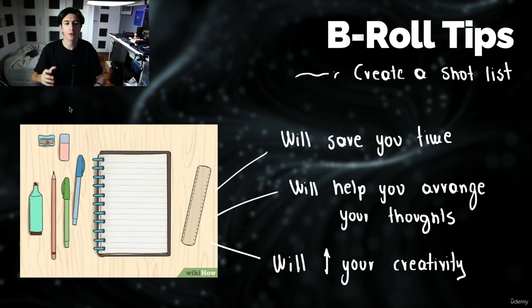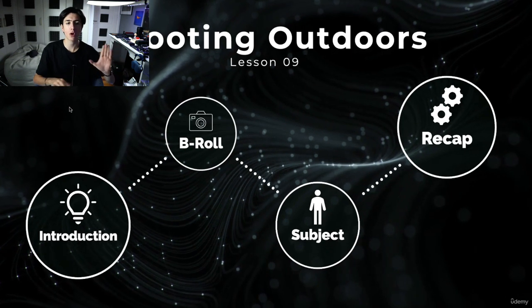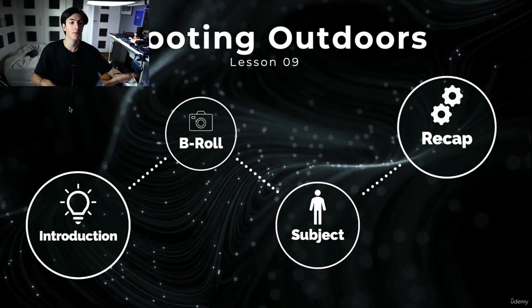The optimal scenario would be for you to have a brainstormed shot list, enter the scene which you want to shoot, and bang, bang, bang, shoot your shots, get out of there. So please create a shot list. This will help you improve your videography massively. These were all of my tips and gear tips when it comes to B-roll.